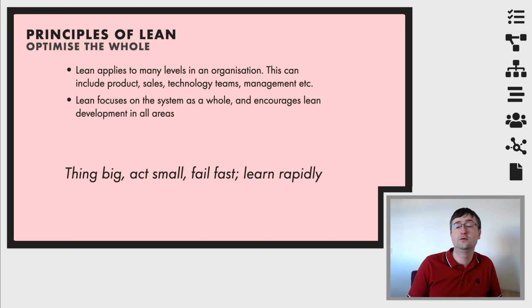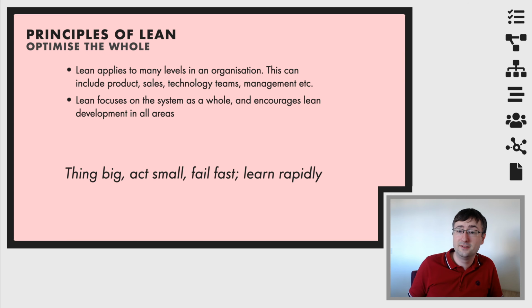Lean is really designed to focus on this system as a whole, and it's really focused on trying to encourage development in other areas as well. So think big, act small, fail fast, and learn rapidly. And those are the main things that you need to bear in mind anytime that you're looking at Lean. Think about the bigger picture. How is what you're doing going to create this full thing that you're looking at? Not only within the bit of software, but within the organization as a whole.